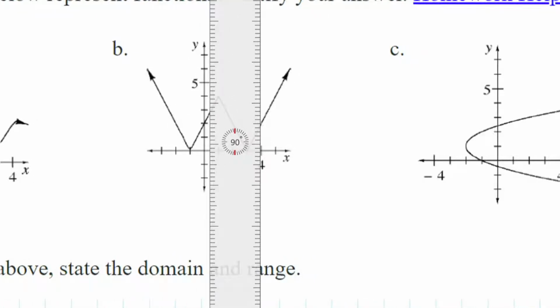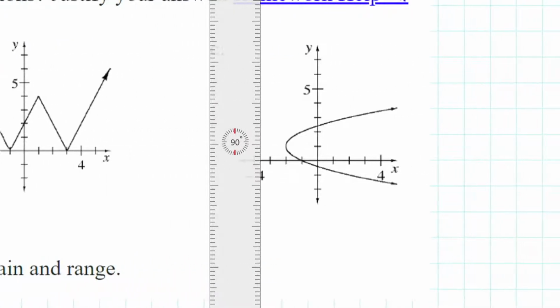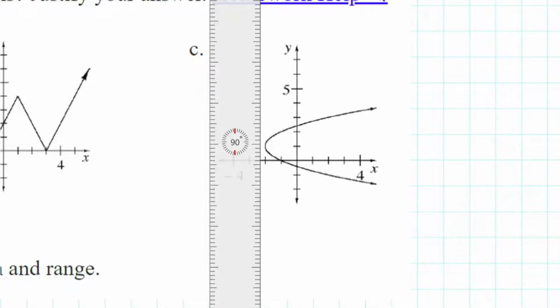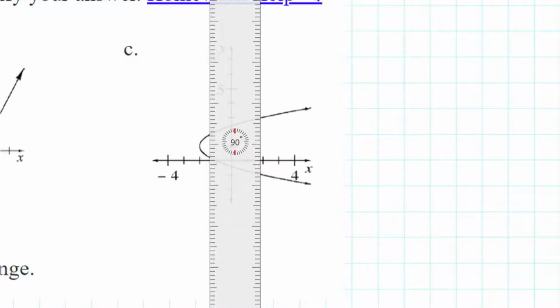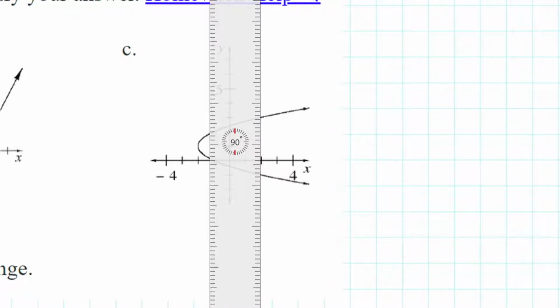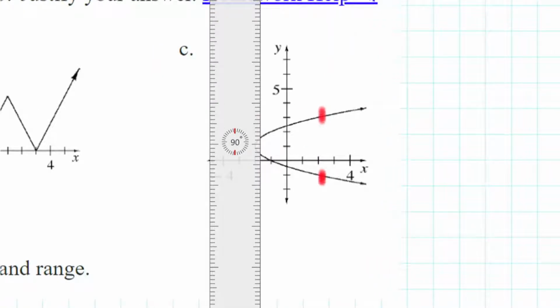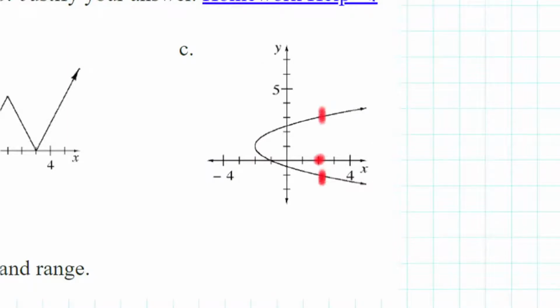So B would be a function also. And I see the same thing with C, right? As C comes along, oh, nope, I don't see the same thing, do I? Because you can see I can stop in a lot of different places. Like if I stop right here where X is the number 2, I can see when X is 2, I've got 2 different values, right? There's 2 different outputs for this one input. So C is the one that's not a function.